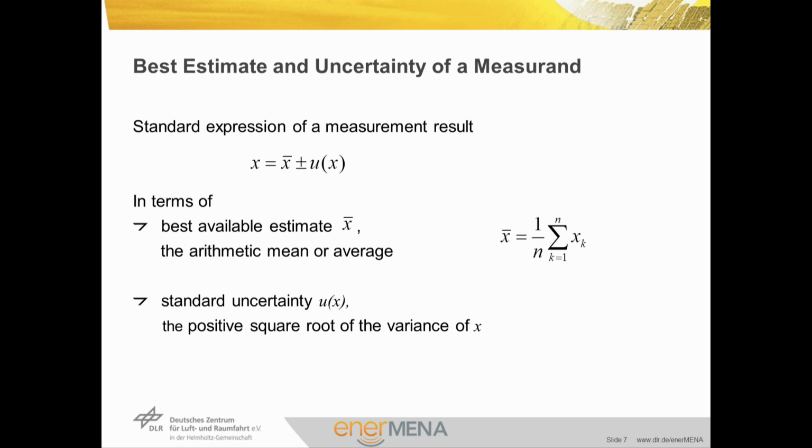The standard full expression of a measurement result consists of the best estimate of its value, marked x bar, and the standard uncertainty. In many cases, the best available estimate of a randomly distributed quantity x, for which n independent observations x_k have been obtained under the same conditions of measurement, is the arithmetic mean or average x bar of the n observations. The standard uncertainty u of x bar is the positive square root of the variance of x bar. How exactly this is calculated will be shown in the following.